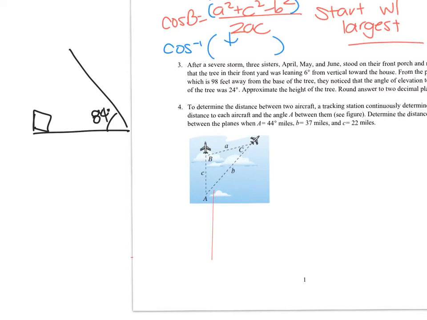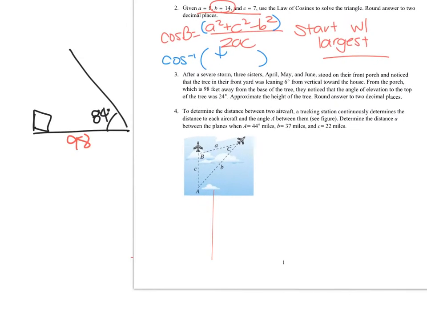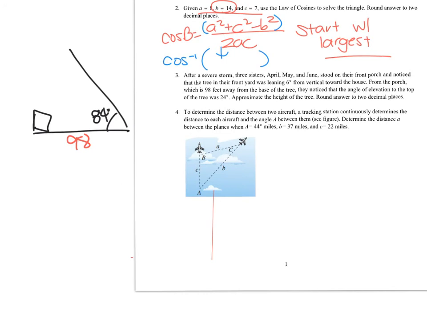And then they're 90 feet away from the base of the tree, 98 feet away. They notice the angle of elevation to the top of the tree is 24 degrees. So from there, I can find the remaining angle and then find whatever side it wants, which in this case, it wants the height of the tree. So I'd be looking for that side. So this one you can actually do law of sines.